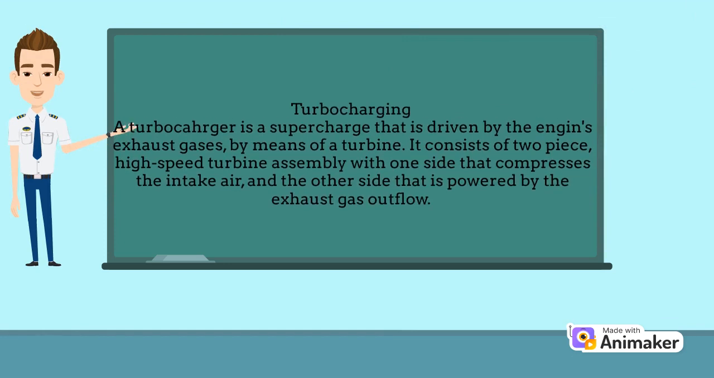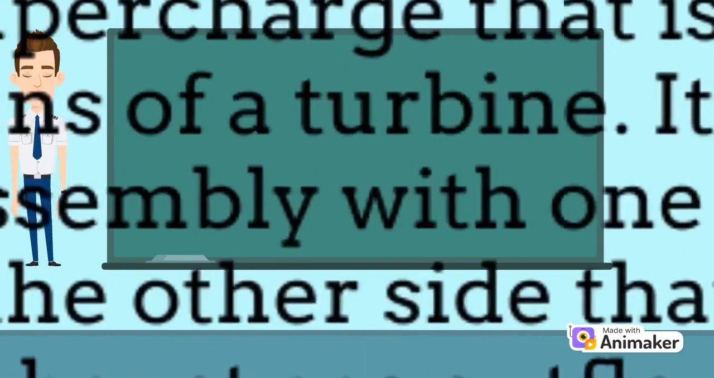Turbocharging. A turbocharger is a supercharger that is driven by the engine's exhaust gases, by means of a turbine. It consists of a two-piece, high-speed turbine assembly with one side that compresses the intake air, and the other side that is powered by the exhaust gas outflow.